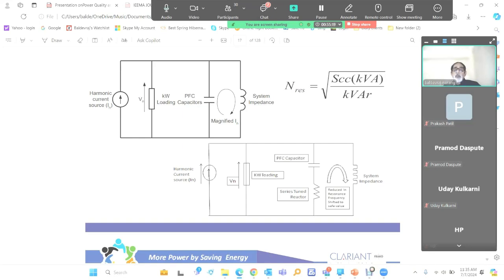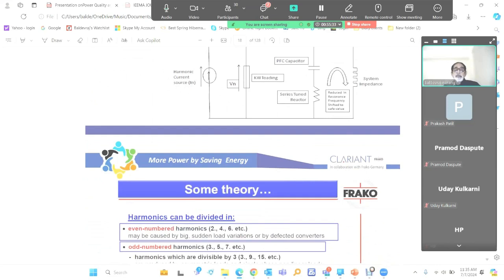Whenever we are using APFC panels, we are using them along with the reactors, and we are mitigating some of the harmonics as well as avoiding the resonance conditions, and the export of harmonics to the grid is reduced.